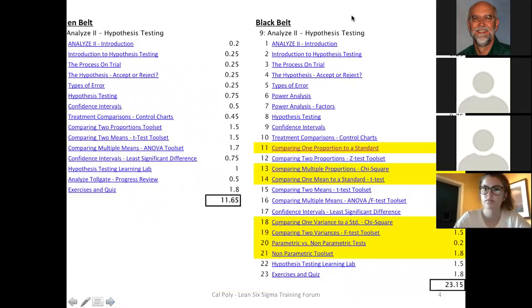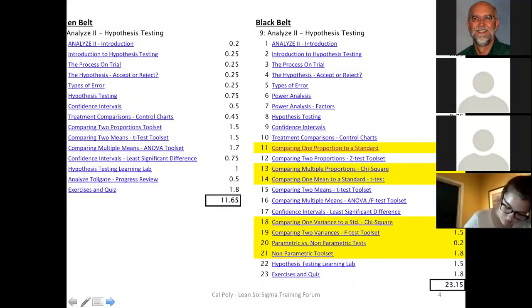I thought I'd share with you guys a little bit of what the difference is between the green belt and the black belt course as far as this Analyze section goes. You can see here the green belts have 11.65 hours, and the black belts have 23 hours. I've highlighted in yellow the additional sections that the black belts have over and above. And you'll notice that even on some of the other sections, the time differences are there also. But that's just a little bit more of an explanation of the difference between green belts and black belts in this course as we go ahead.